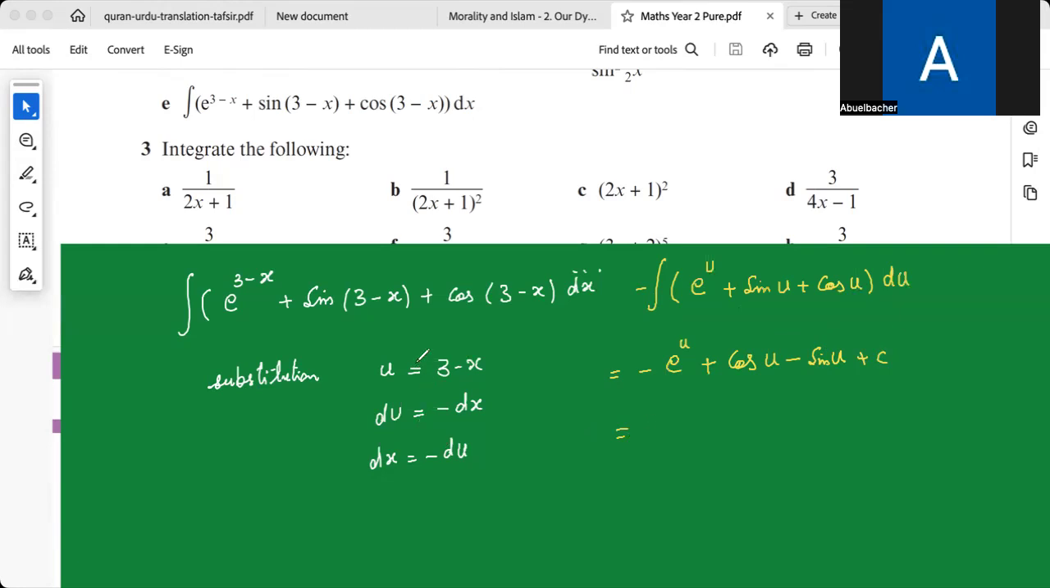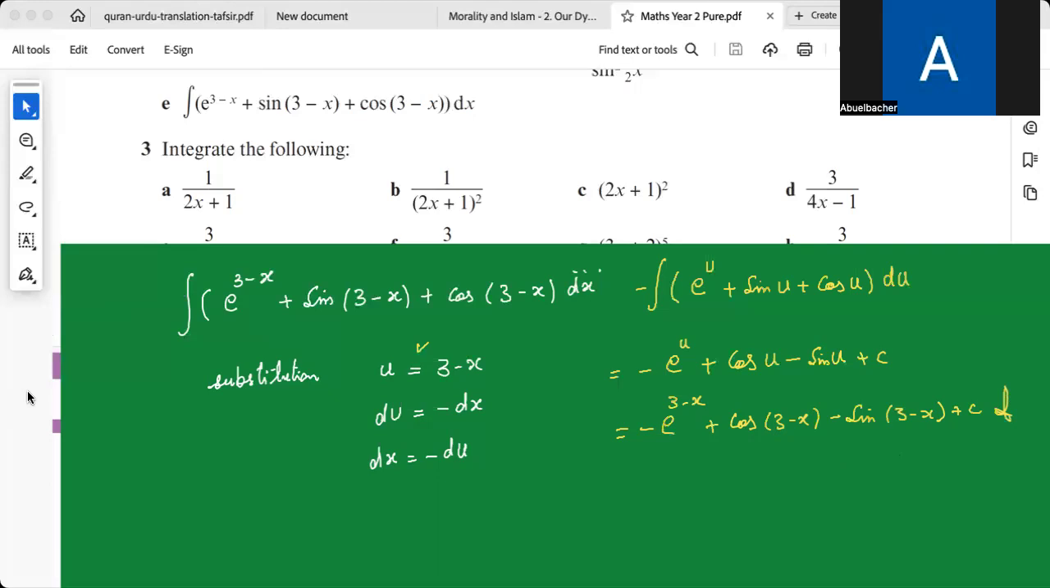Now you can put u back: negative e power 3 minus x plus cos 3 minus x, minus sin 3 minus x, plus c. Got it? Yeah. Very good.